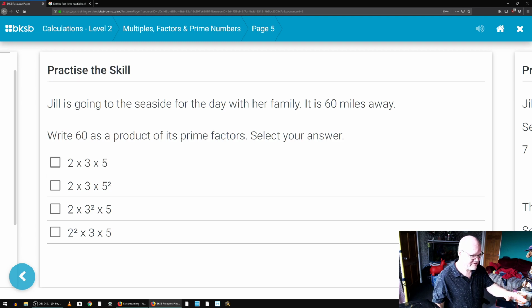So Jill is going to the seaside for the day with her family. Nobody cares. But it's 60 miles away. That's the only fact. The seaside's 60 miles. So now you have to write 60 as a product of its prime factors. But why do you need to know? Just write what is the product of its prime factors. So let's have a go at that.